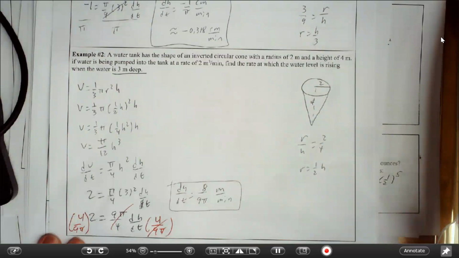Yeah? Second problem's not too bad. Now, let's go to the next page.